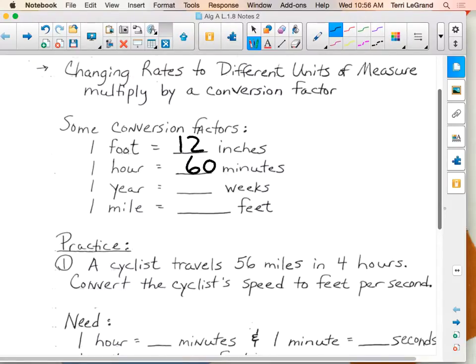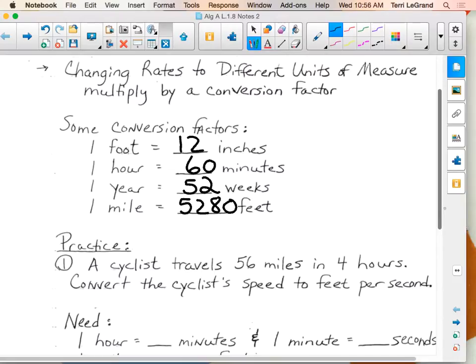You can count on that in a calendar year there are how many weeks? 52. Yes, there are 52 weeks in a calendar year. In 1 mile there are how many feet? 5,280. Now, those are just 4 of a list of many. Can you think of some other conversion factors on your own?